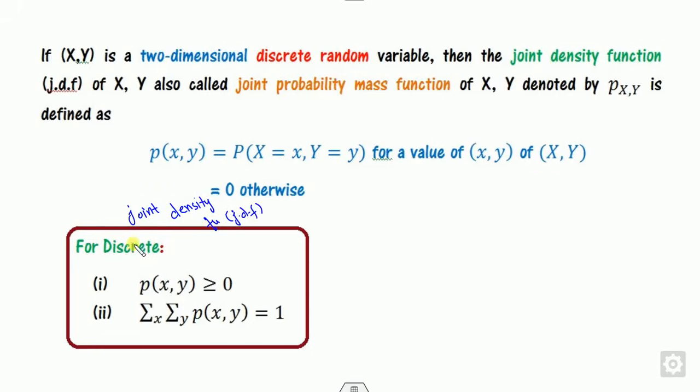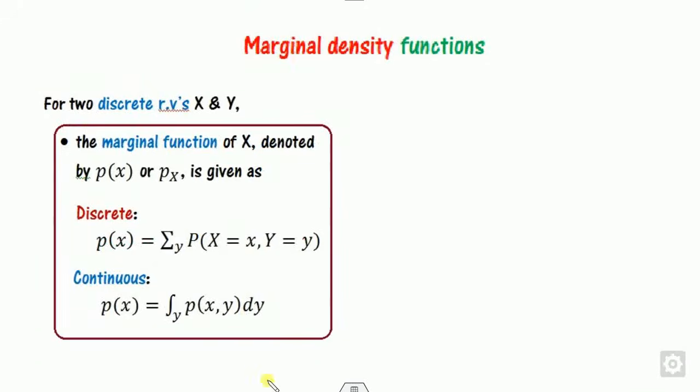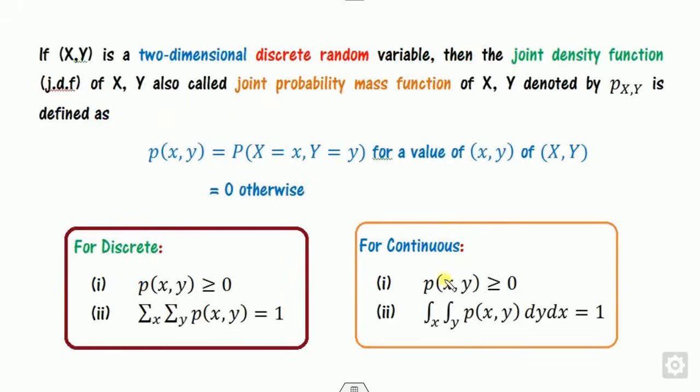If it is discrete, then p(x,y) is greater than or equal to 0, and the double summation is 1, because there are two random variables. On the other hand, if it is continuous, then instead of the summation, we have integration. Now look at that, in this case we have the function which depends upon both x and y.